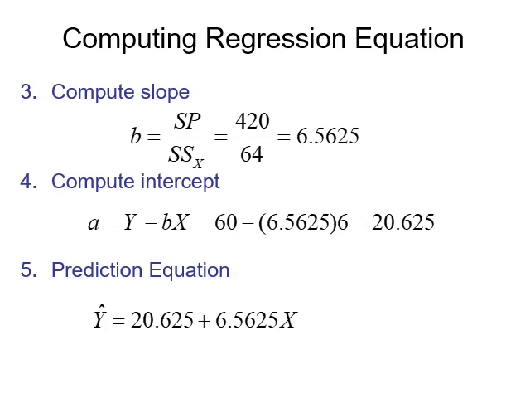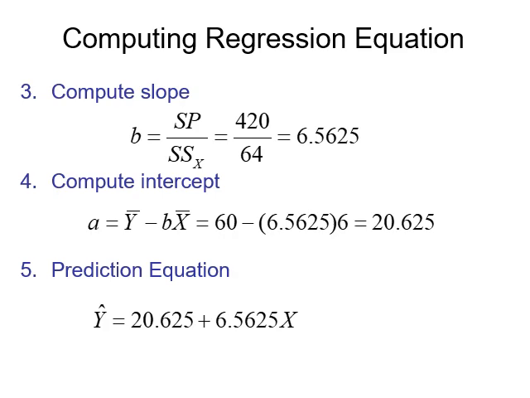Again, the sum of products was 420. It goes on the top of the equation, and the sum of squares x was 64. 420 divided by 64 is 6.5625. And again, we would round that to 6.56. Generally speaking, we want to follow APA guidelines on rounding and always round to the second decimal point just for consistency and simplicity. But again, I'm putting it out there in a greater form so that you can also check your own answers as you walk through this with your calculators and your hand calculations.